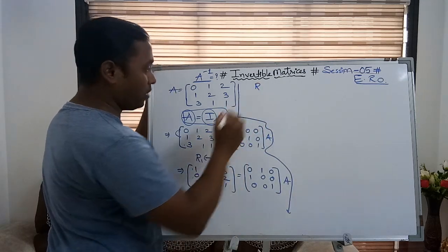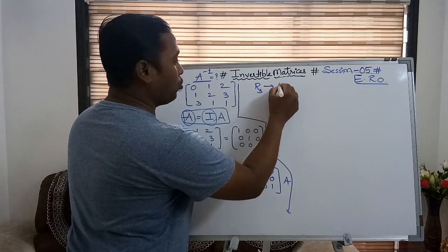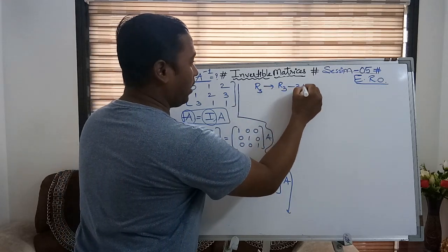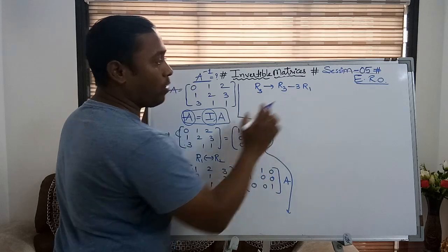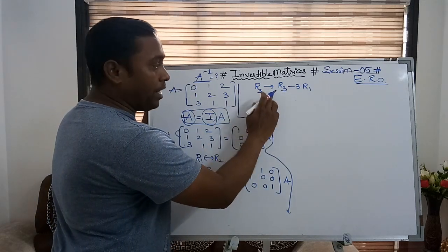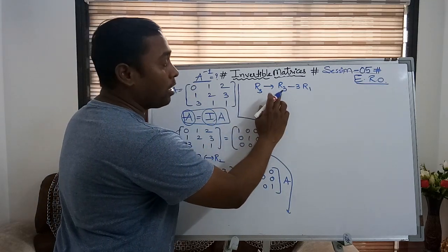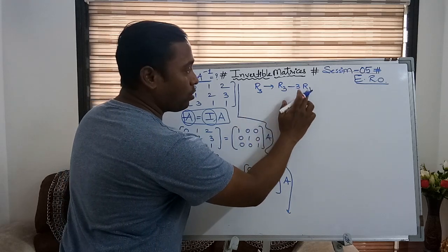I am directly going to change R3. So how is R3 going to change? R3 minus 3 times R1. Remember this, how I am writing. R3 is going to change such that R3 becomes R3 minus 3 times R1.